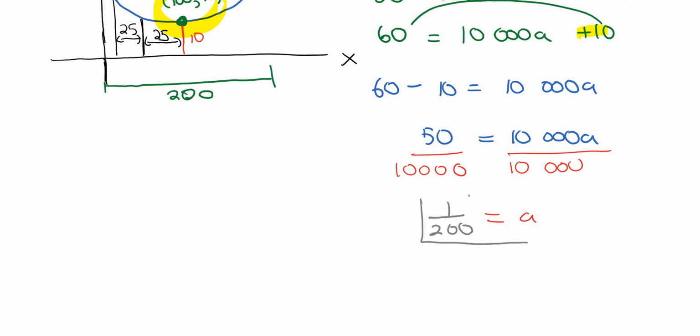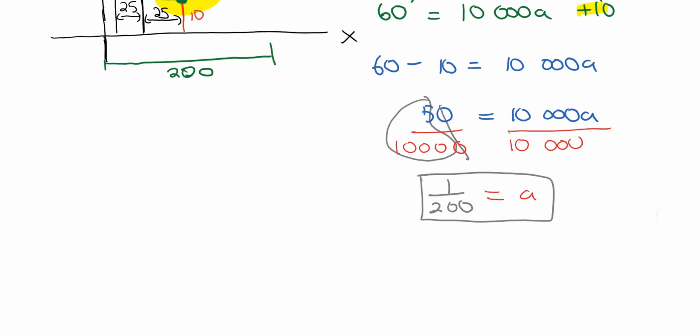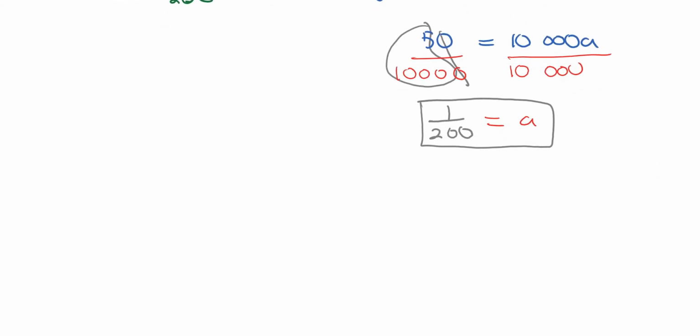Okay, so a equals 1 over 200. So I guess you can cancel those off, and 5 divided by 1,000 there is 1 over 200. Okay, so let's go back and write our equation now. My equation is y equals 1 over 200 bracket x minus 100 squared plus 10. That's my equation, right? Okay, so let's go back to the original problem now.